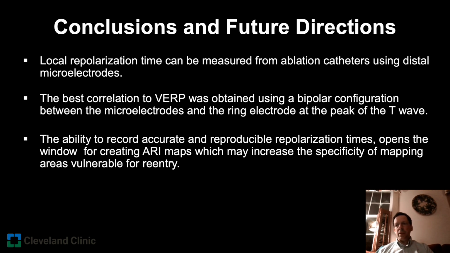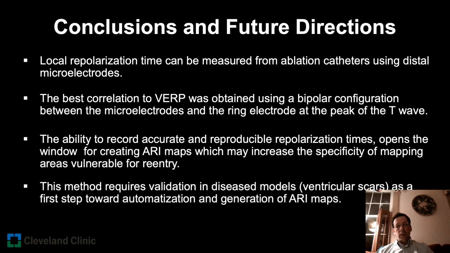So the ability to assess repolarization using the microelectrode catheter opens the possibility of creating repolarization and ARI maps that may further increase our ability to identify areas vulnerable to reentry. Going forward, the repolarization mapping technique described in this work requires validation in disease models, such as ventricular scar.